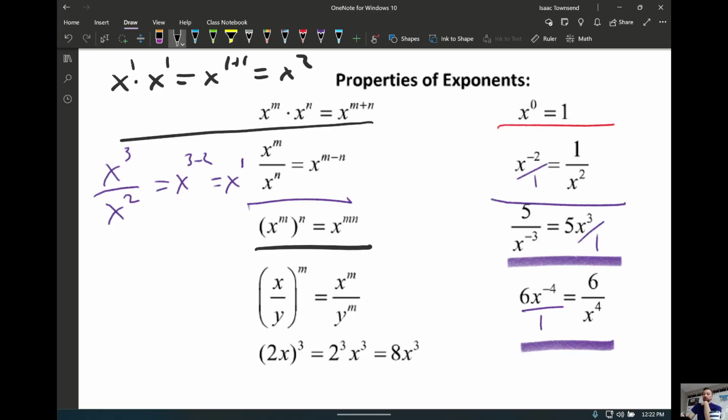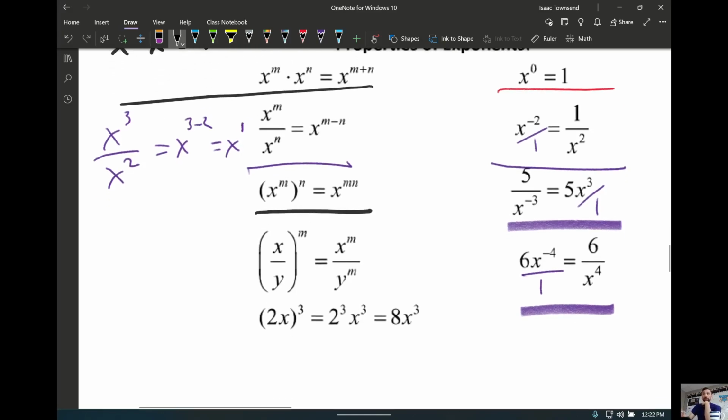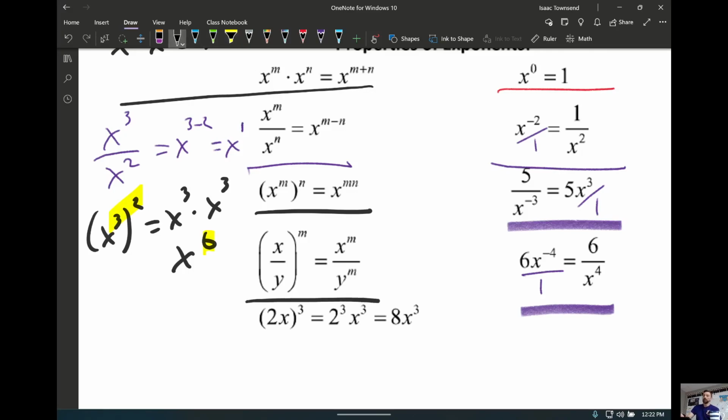If you raise a power to a power, those powers get multiplied. So something like x cubed squared would mean x cubed times itself twice, which would be x to the 6th. Notice how the exponents get multiplied. If you raise parentheses to a power, then everything in those parentheses gets raised to that power. X got raised to the m, y got raised to the m.